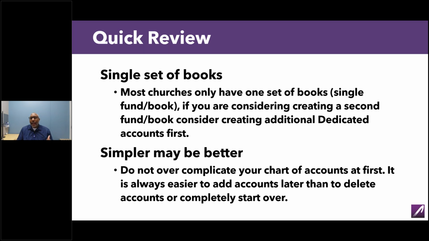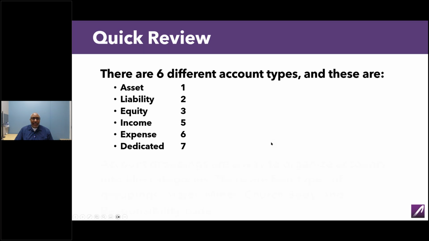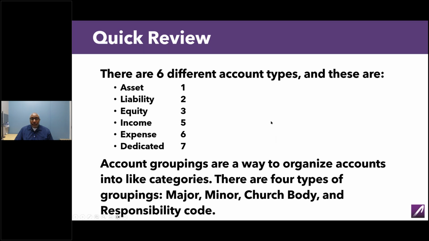Create a new account and activate the old account and move forward. Okay, there are 6 different account types. There's assets, liabilities, equity, we skipped number 4, then there's income, expense, and dedicated accounts. And then account groupings are a way to organize accounts into categories. There are 4 types of groupings: major, minor, church body, and responsibility codes.